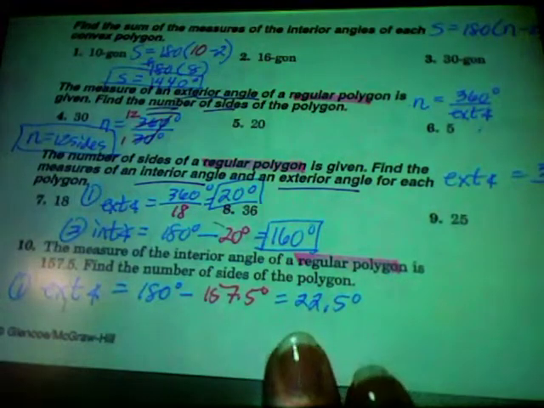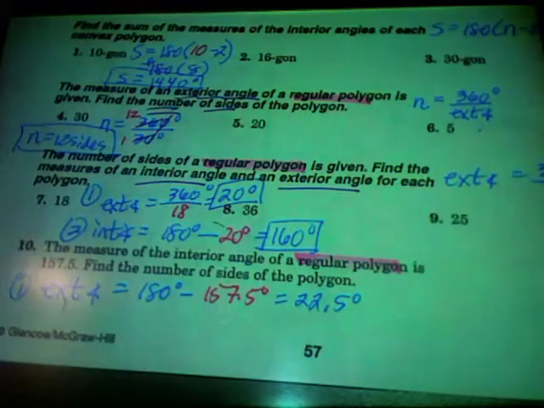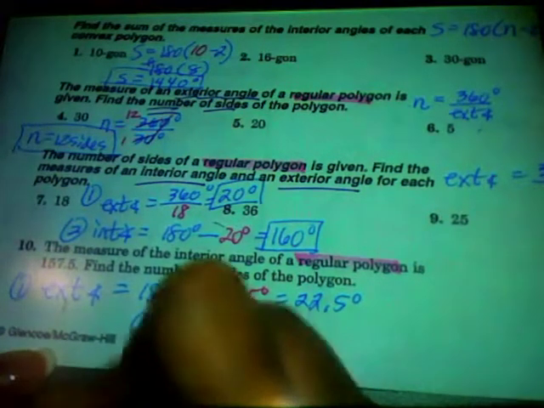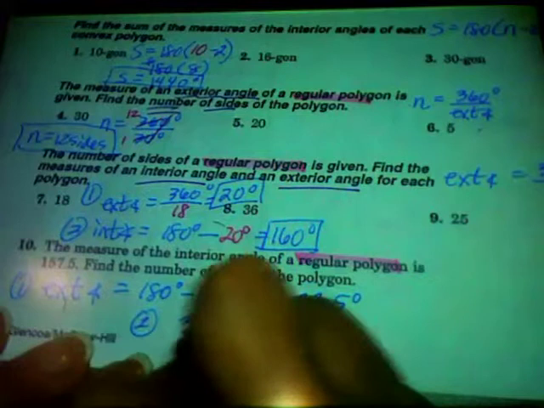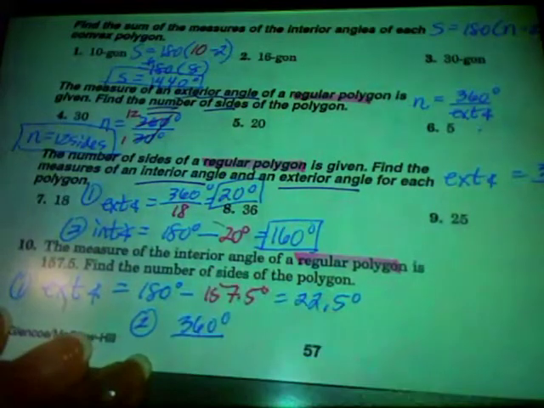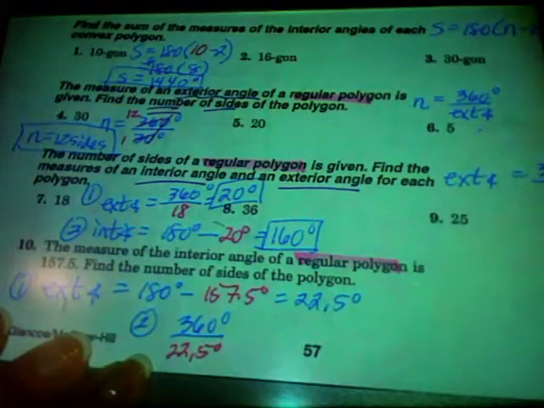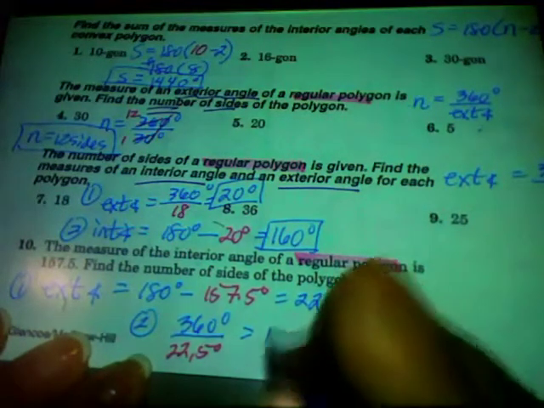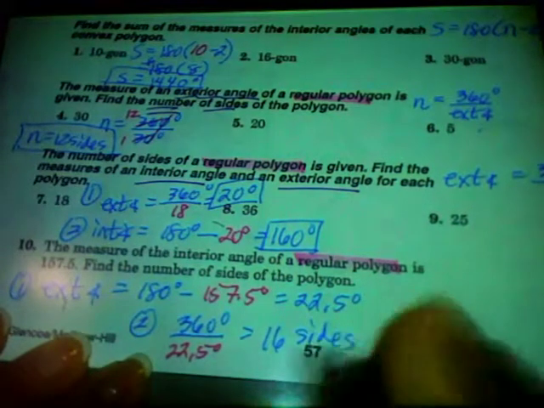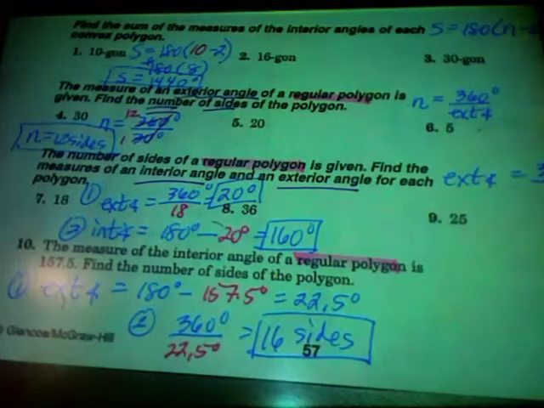What can I do with that to find the number of sides? Use that 360 formula, right? So 360 degrees divided by the 22.5 that I just got. And I would expect you to do that on your calculator. That gives you 16 sides. That is easy. You can use the sum angle theorem, but it's a pain in the butt.